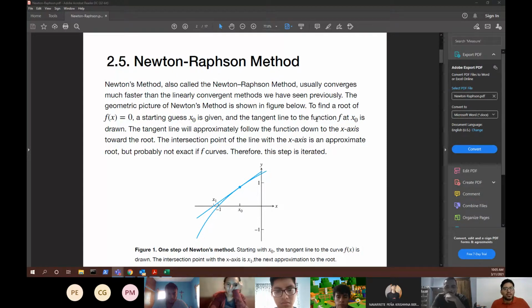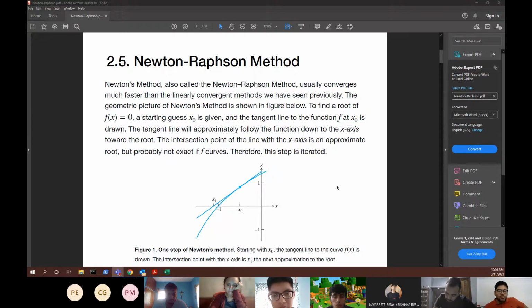One of the characteristics of Newton's method is that it usually converges much faster than the linearly convergent methods. So Newton's method converges faster than what? Of course, the graphical method, because we already know this is not numerical. But we also have the fixed point iteration. We have the bisection method, right? So this method is faster. This is one of the advantages of using Newton's method.